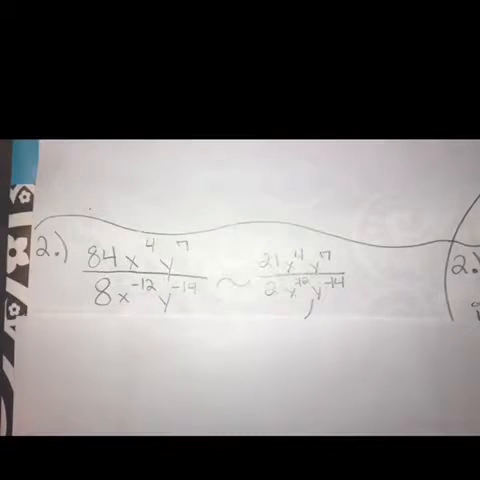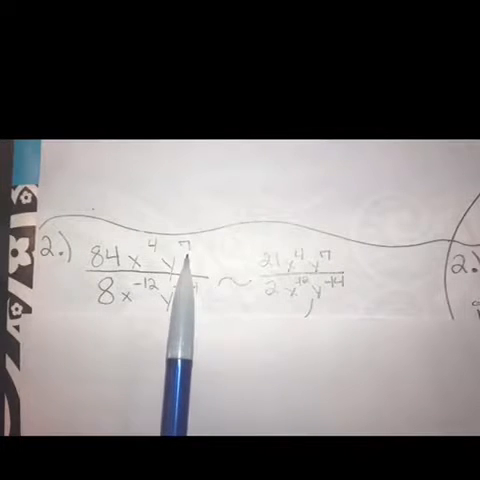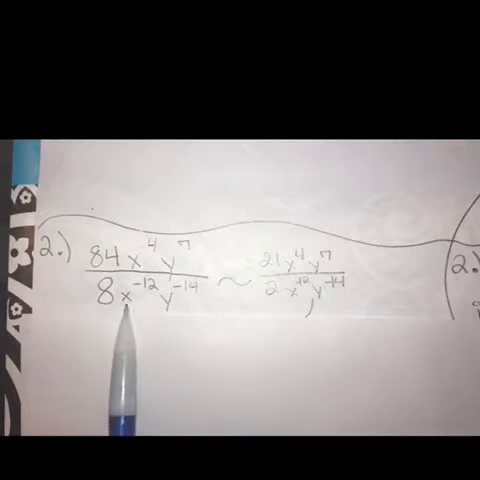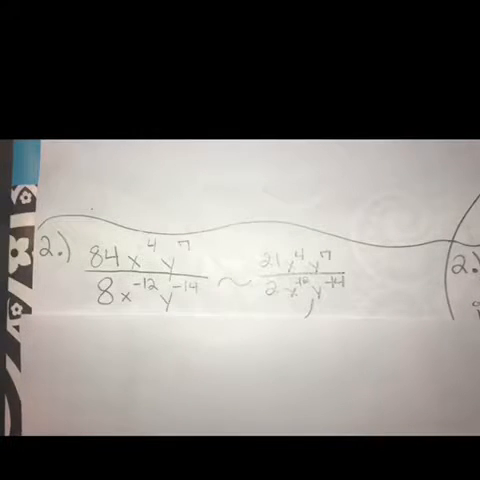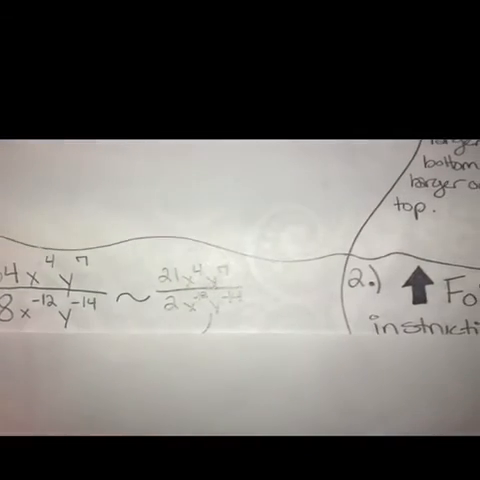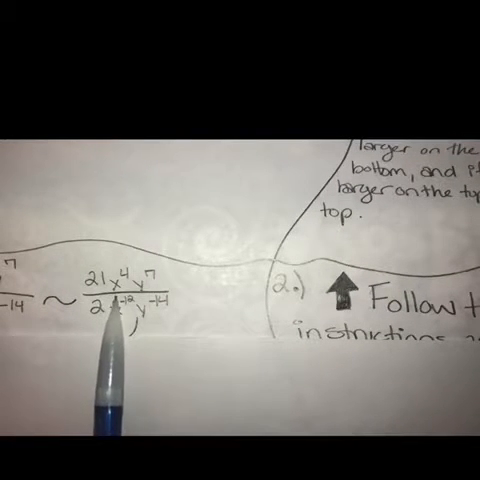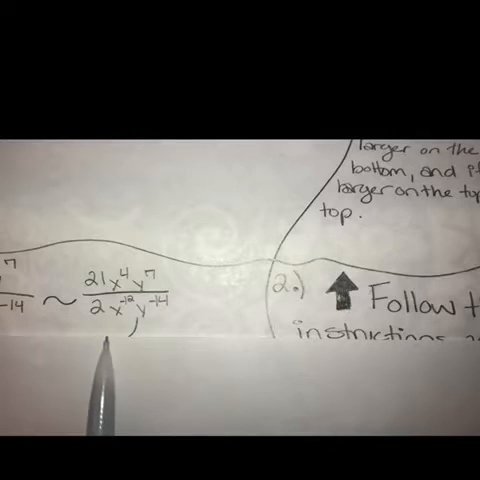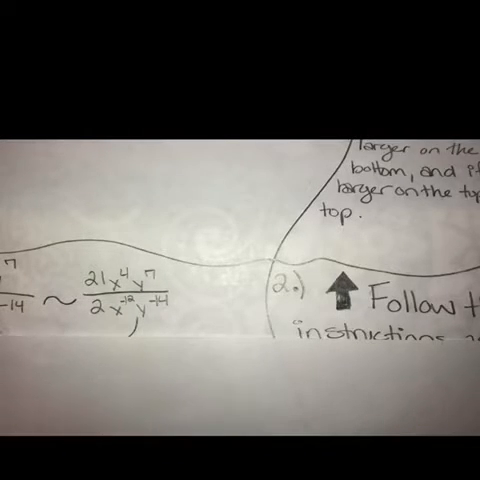Okay, so our second problem is 84x to the 4th power y to the 7th power over 8x to the negative 12th power y to the negative 14th power. So our first step in solving this problem would be 84 divided by 8. The answer to that is the fraction 21 over 2. So our new fraction is 21 x to the 4th power y to the 7th over 2x to the negative 12th y to the negative 14th.